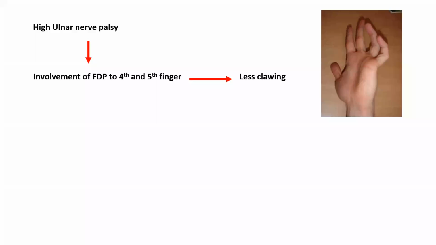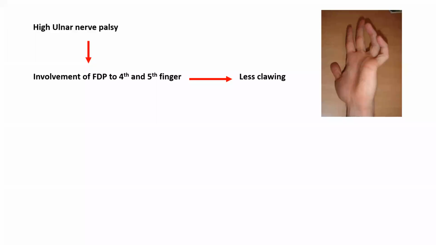Right? Now, there is a unique concept here, which we call the ulnar paradox. In case of high ulnar nerve palsy, the FDP tendons are lost. Are you all with me? Do you all understand? In case of high ulnar nerve palsy, the FDP to the 4th and 5th finger is lost, in addition to the loss of lumbricals, which happens in the hand. So this causes clawing, but the extent of clawing is less.